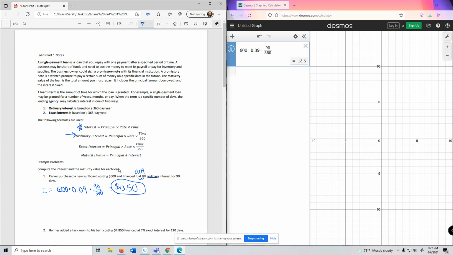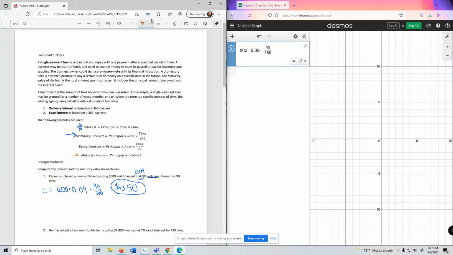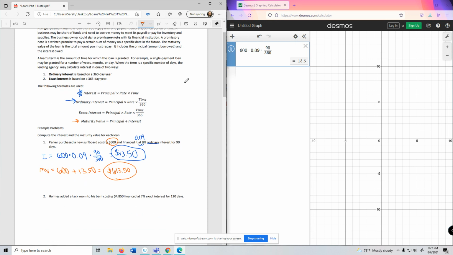The other part of the question asks for the maturity value. The maturity value, what we see right here, is your principal plus your interest. So maturity value is the principal, how much the surfboard cost, which was $600, plus how much interest. And you don't even need Desmos for that one. The grand total there is $613.50.